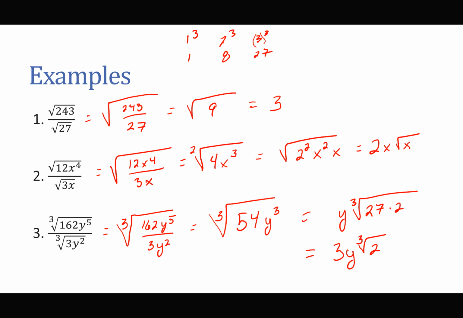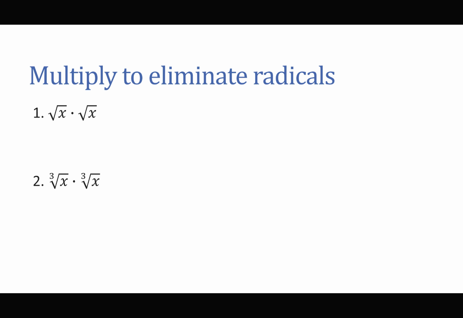All right, so that's dividing. Straightforward. Write it as one big fraction. Or again, you can break it from one big fraction like this. You can rewrite it as two separate ones. Depends on the path you have to take to solve the problem or simplify. Now, we can also multiply to eliminate radicals.